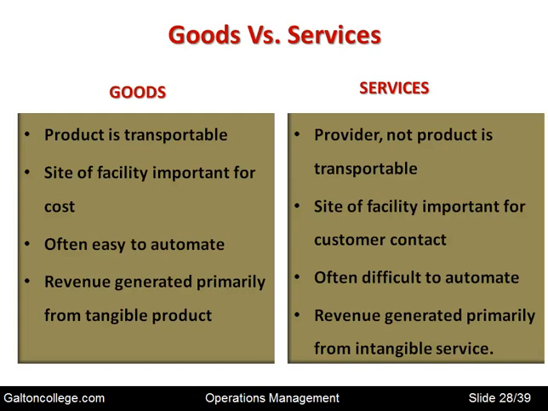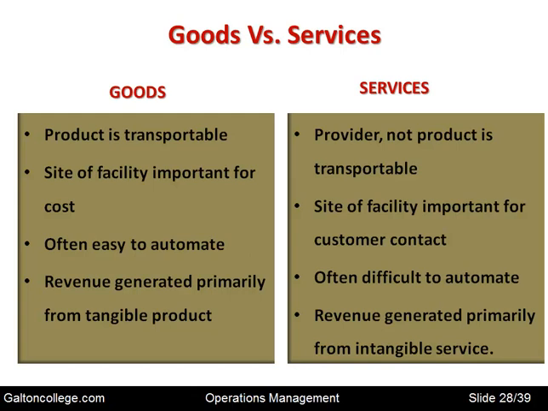Now with services, the provider, not the product, is transportable. With a service, we're buying the services of a person. So the person may visit us, but the service is not transportable. The person who delivers the service is. The person who enables the service comes to us, but in a sense not the service. The service and the person who delivers it are one and the same.